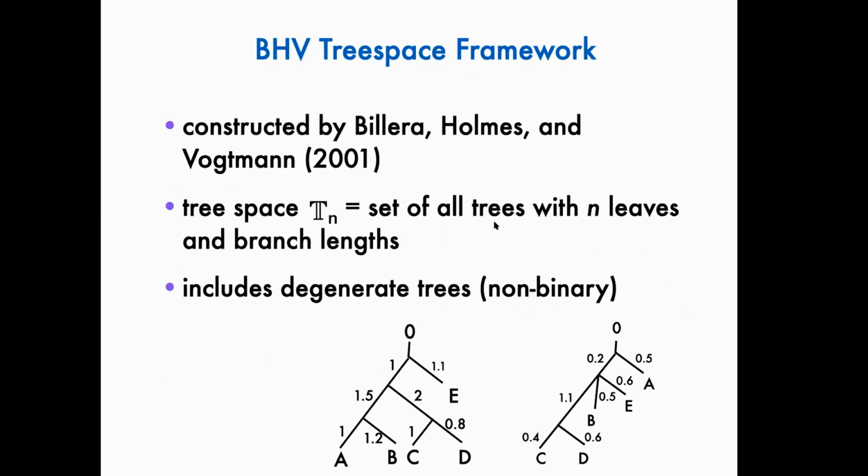So as I said, it's a set of trees with n leaves and branch lengths, and it does include what are called degenerate or non-binary trees. The one over here is an example. So in a binary tree, every branch ends in two children, except for the leaves. And in a non-binary one, you can have, for example, this branch here has 3 children coming off of it.